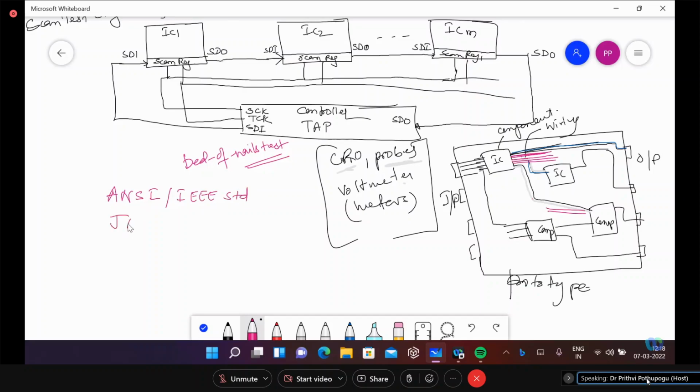Another is JTAG. So this procedure, what I said, is called boundary scan. Boundary scan using the probe tip, testing the points of the connectivities. This is followed according to the standard, that is Joint Test Action Group. This is one standard.